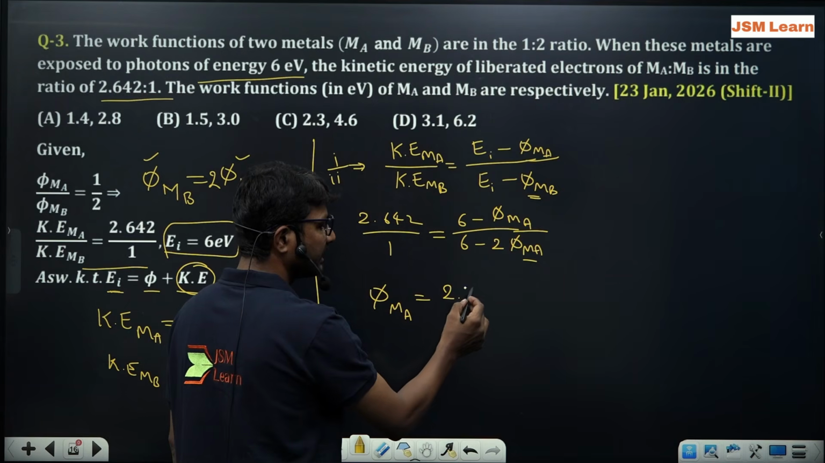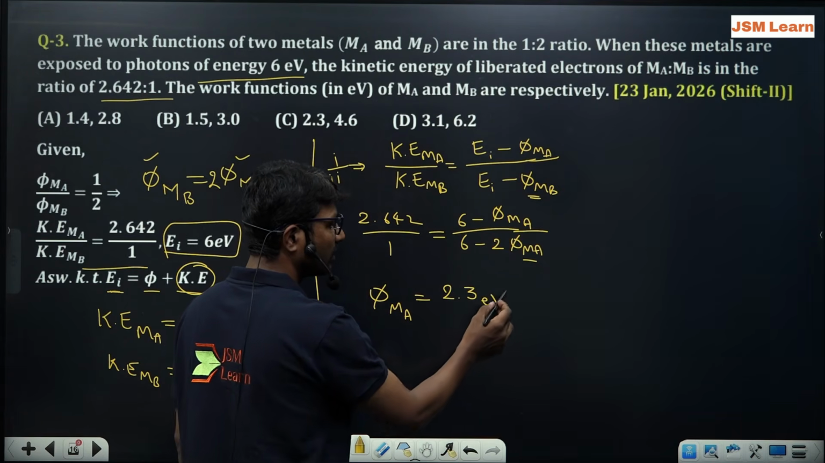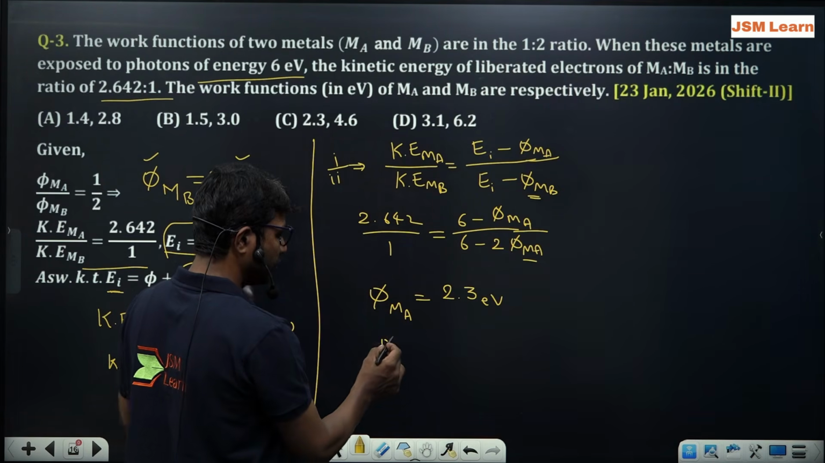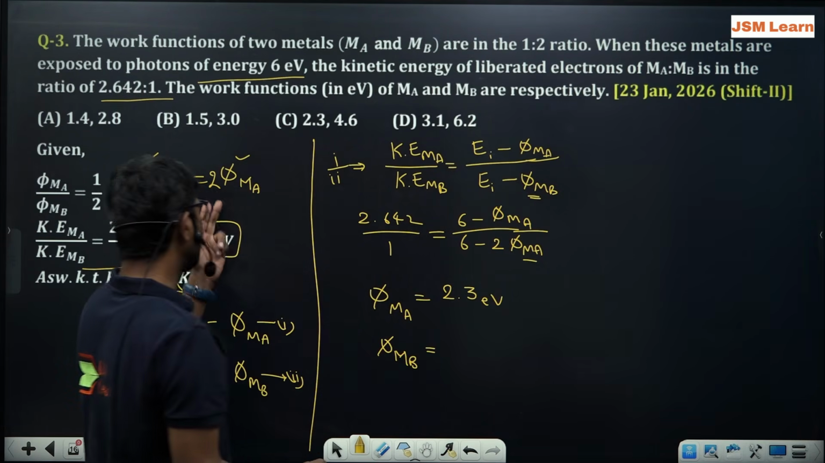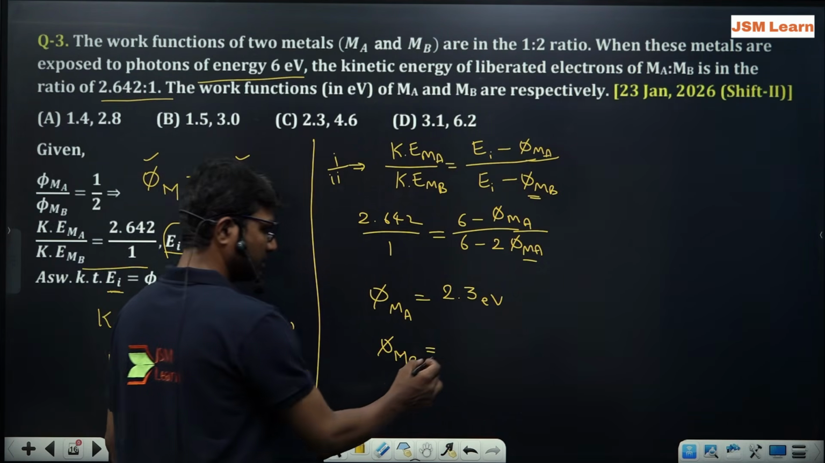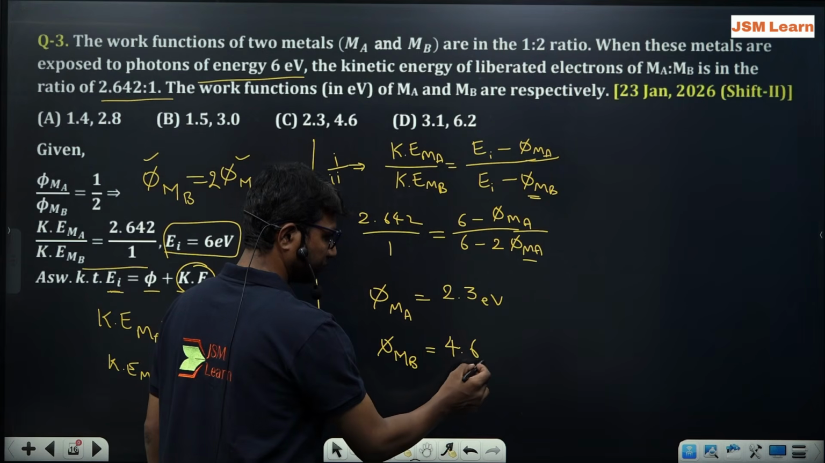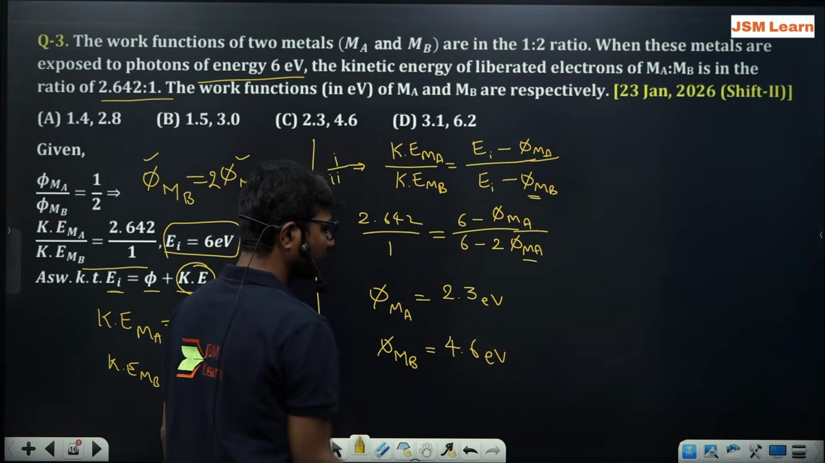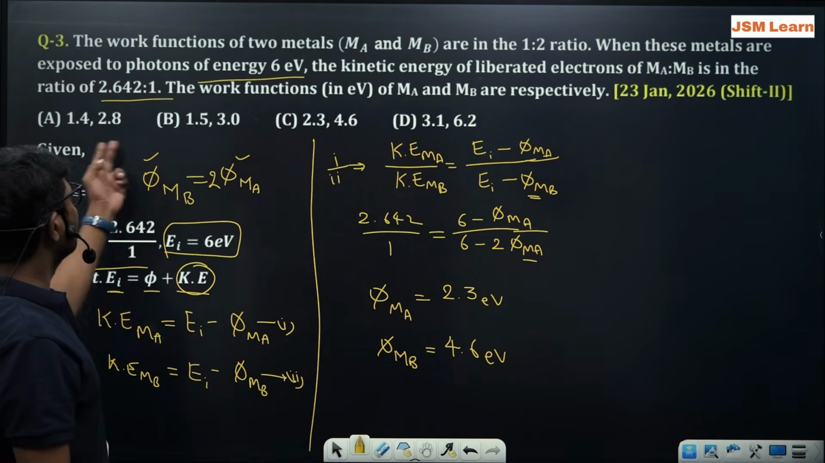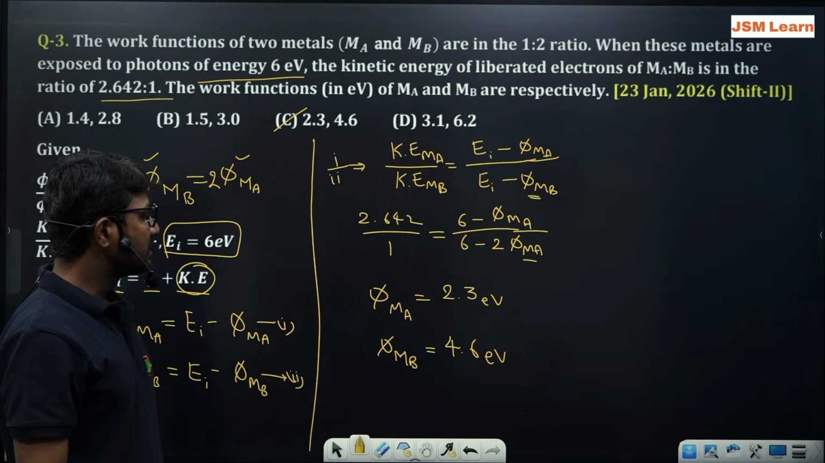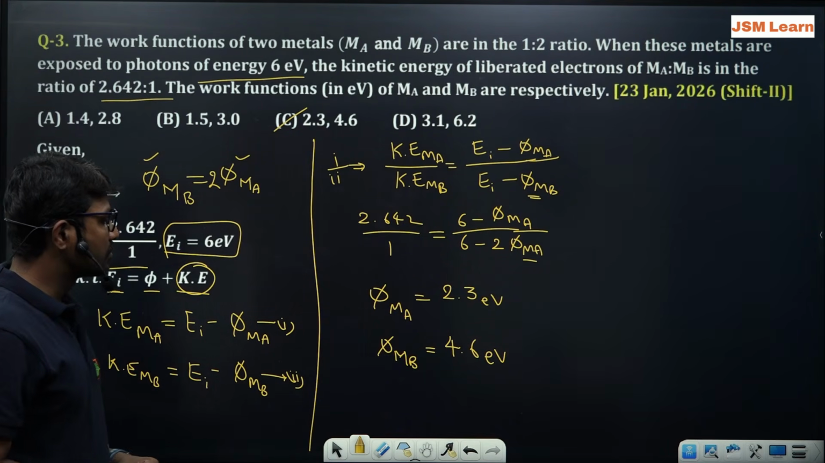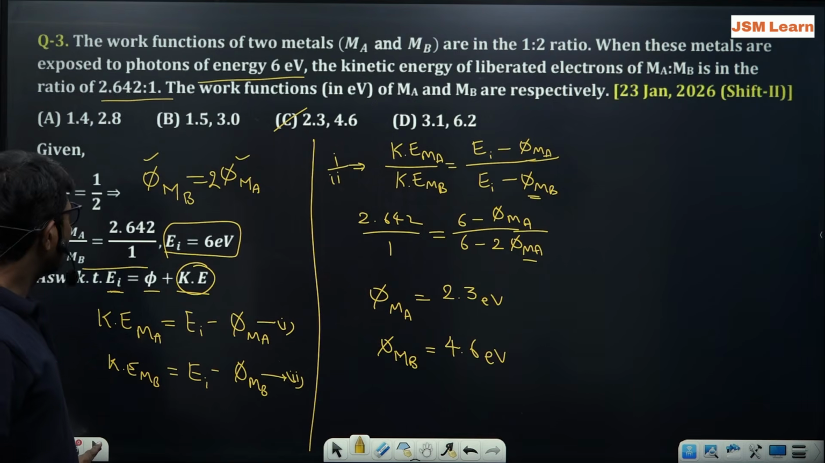So approximately it can be written as 2.3 electron volts. As from the given information, the work function of metal B is 2 times the work function of metal A. That means it is 4.6 electron volts. So in the options you can find 2.3 and 4.6 as option C. So like this you can easily solve a few of the questions which were given in the previous year. Now let us go for the next question.